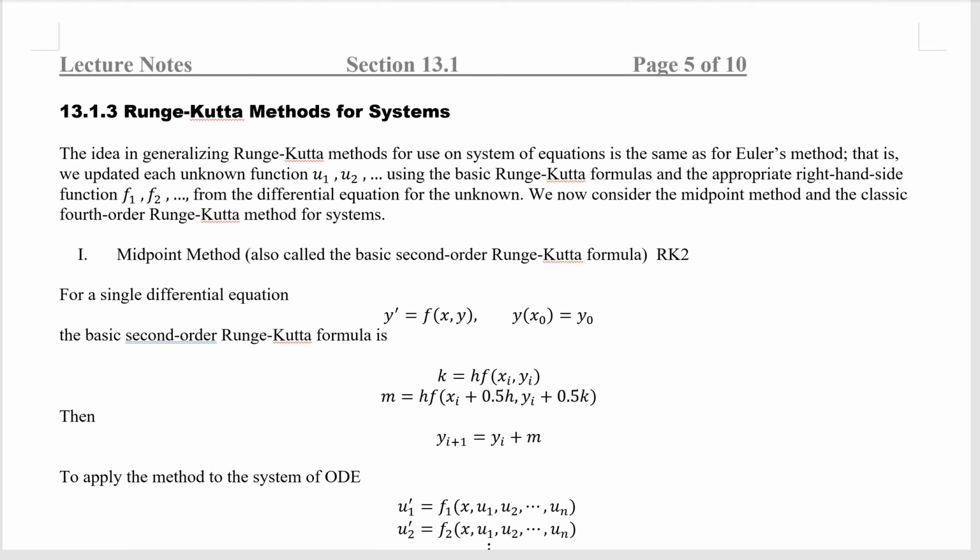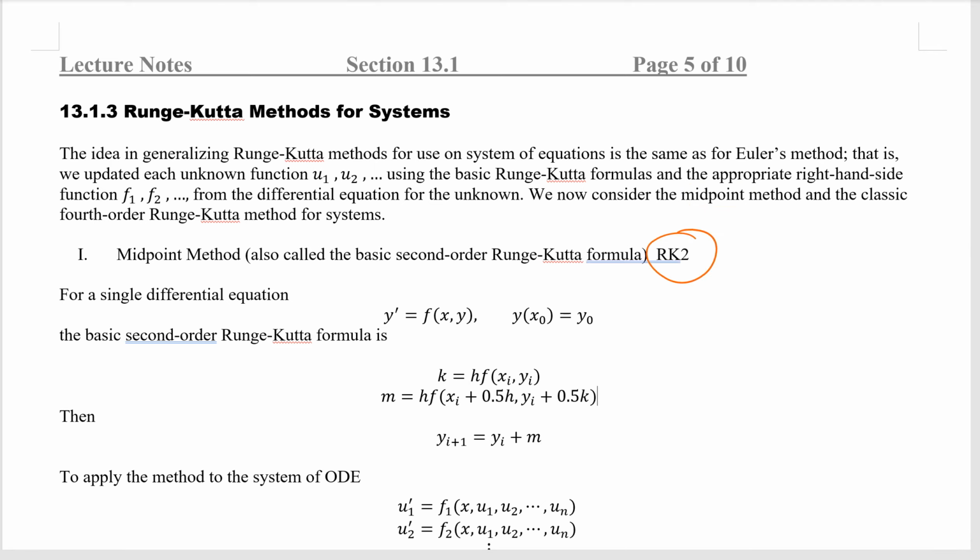So last chapter, we only talked about the fourth-order one. Do you remember? We have K1, K2, K3, K4. And then the y_{i+1} is a linear combination of those K1, K2, K3, K4, and the y_i. Okay? So the midpoint method, we only have two values. You can think about K1 and K2, but we actually call them k and m. Okay, so first let's look at the midpoint method. It is also called the basic second-order Runge-Kutta method.